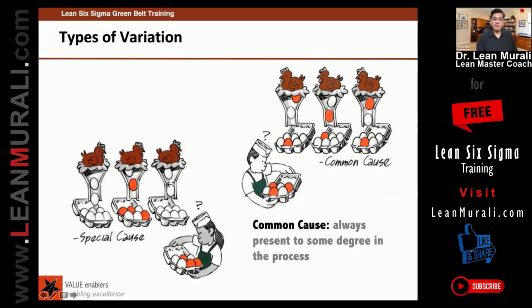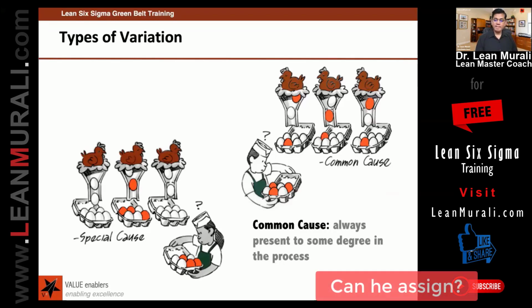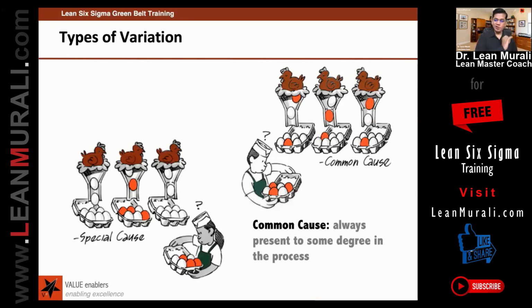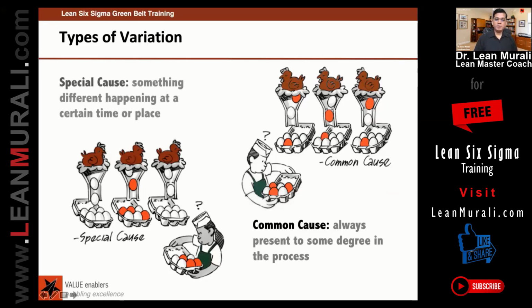Okay, now if the chef is getting this red egg, can he say exactly from which hen it has come? Can he assign that this egg has come from this hen? That's why it's called assignable cause also. Right. Special cause is something different happening at a certain time or place.